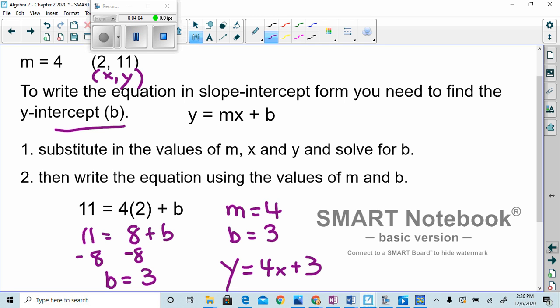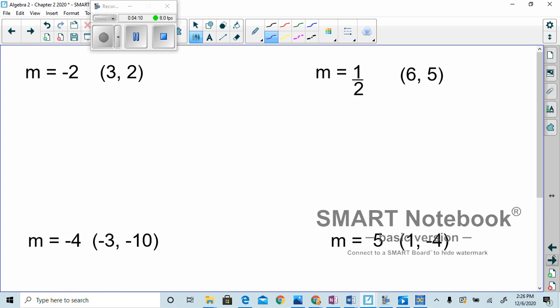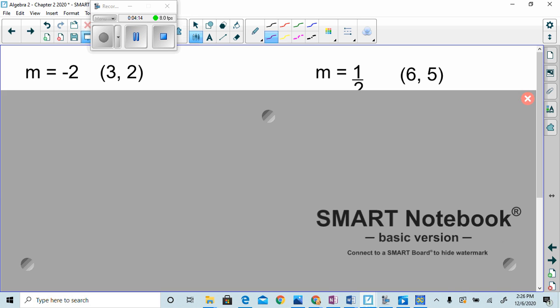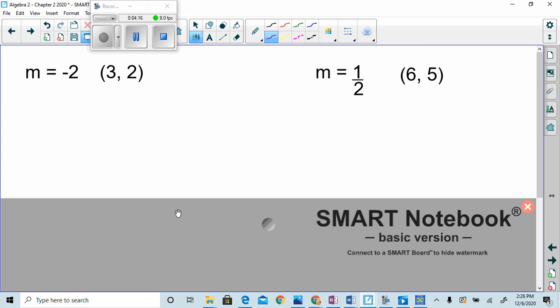Take a moment and look at the steps. Substituting them in, simplifying, solving for b. Let's do several to practice. We'll start with this top row. I'm given the slope and a point. This is the model in which I'm going to be replacing the values. This is my x, and this is my y.